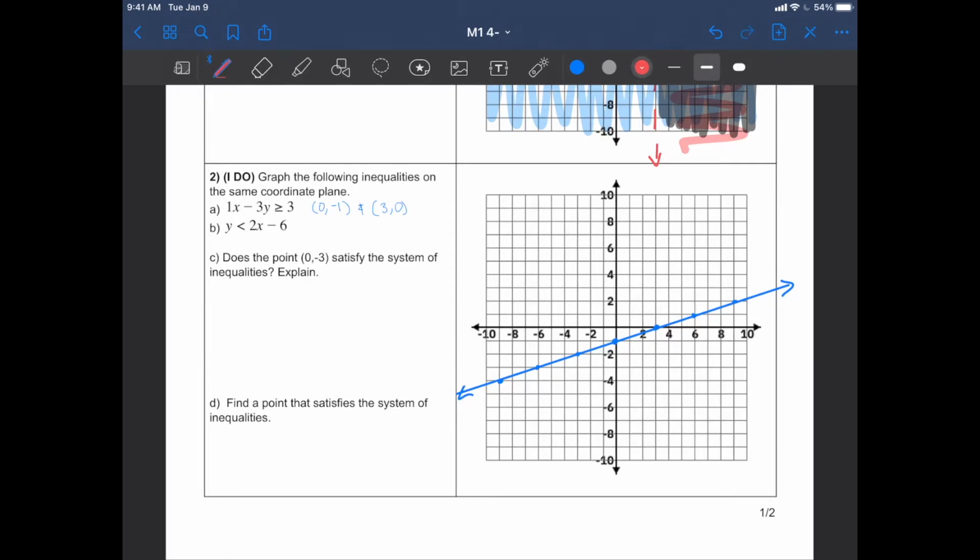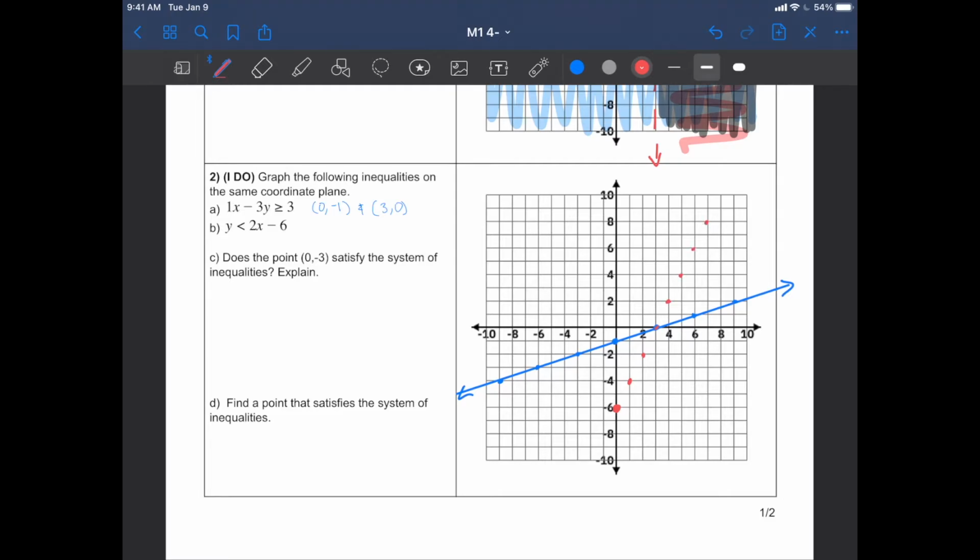Now I'm going to take a different color and I'm going to look at the second one. y is less than 2x minus 6. So that means the y-intercept is (0, -6). And then the 2 in front of the x means I go up 2, right 1, up 2, right 1, up 2, right 1, up 2, right 1.